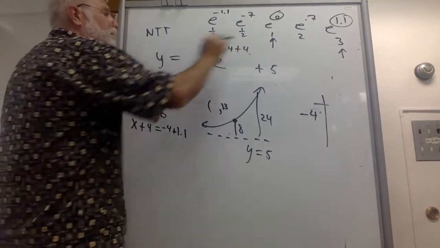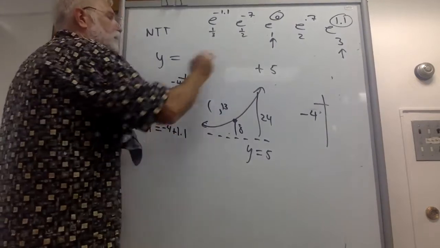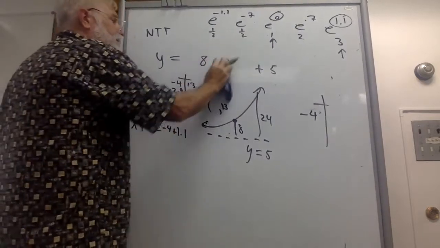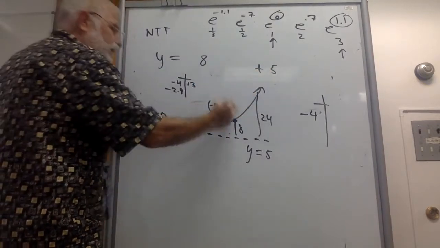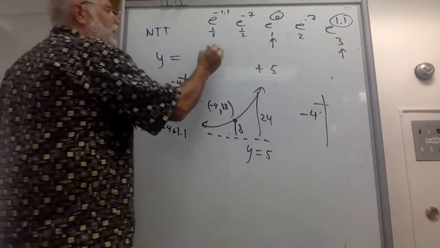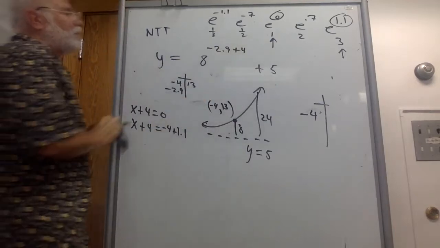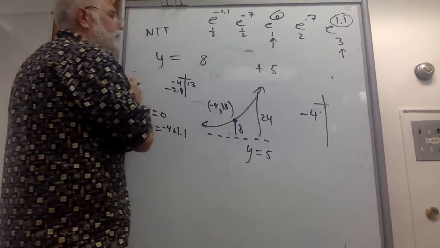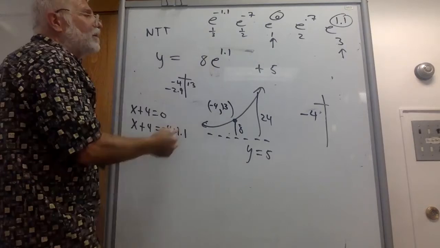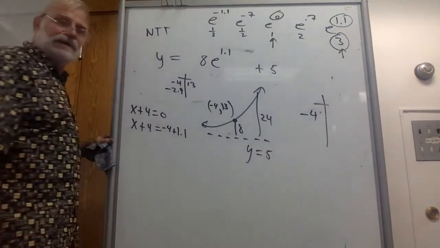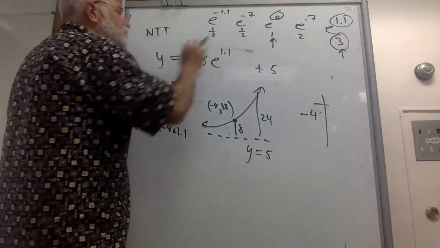-4 plus 4 is 0. What is e to the 0? E to the 0 is 1. What is 8 times 1? 8. Plus 5, output 13. -4 did it. Now we're going to use -2.9. And we're going to add 4. Well, that's actually 1.1. Oh, I forgot the e. That's e to the 1.1. What is e to the 1.1? From a calculator, it's pretty close to 3. It's not exact, okay? But we're just getting a feel here. So it's pretty close to 3.